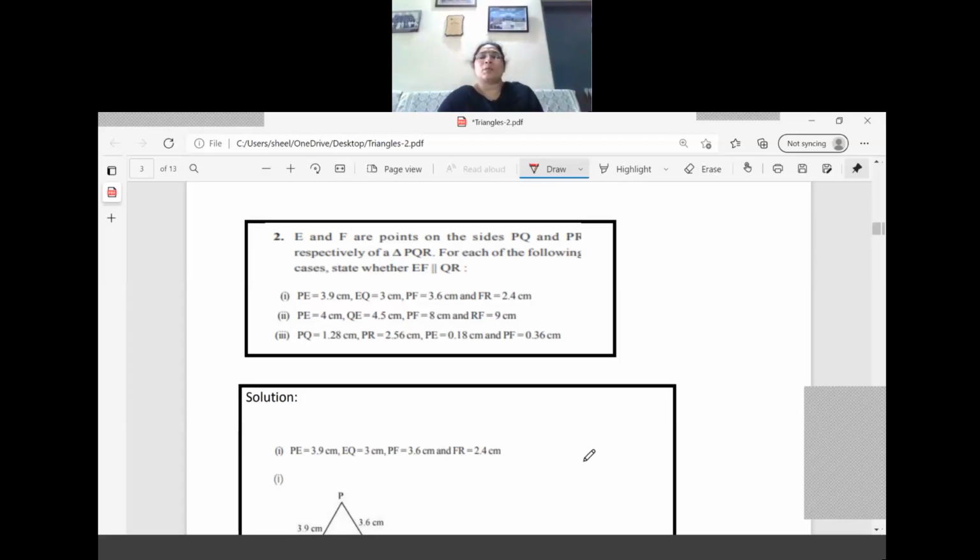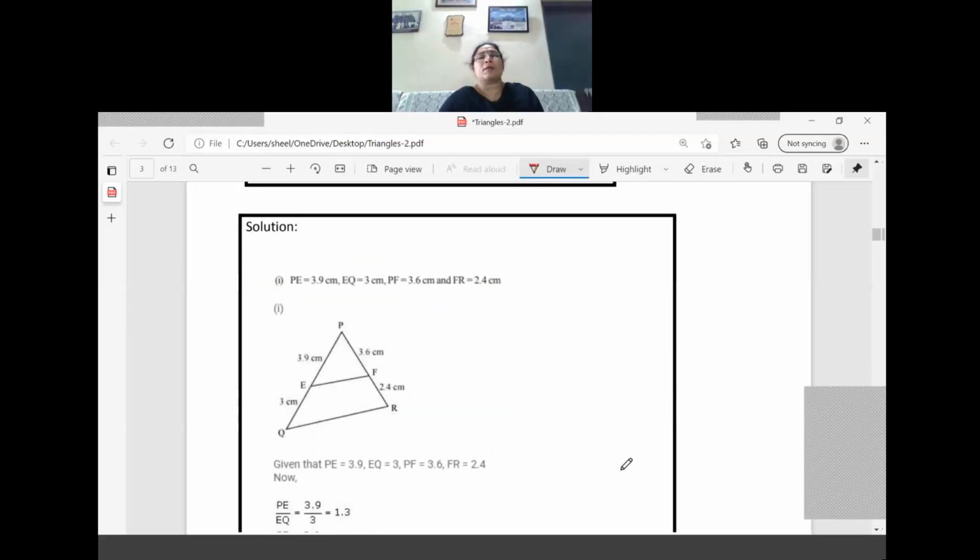Now what is the second question? PE 4, QE 4.5, PF 8, RF 9. Then PQ equals 1.28, PR equals 2.56, PE equals 0.18 and PF equals 0.36 centimeters. So three questions are given. According to the question, E and F are points on the sides PQ and PR of the triangle PQR. So what we will do here, we will go one by one only.